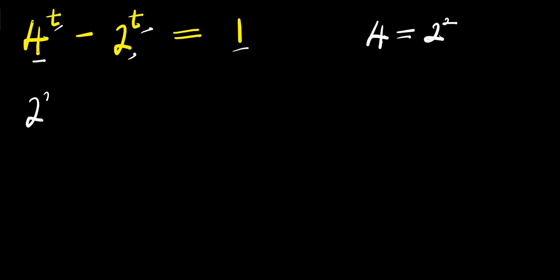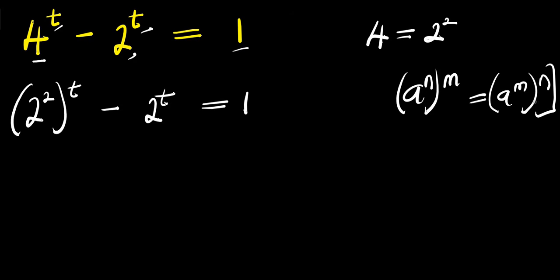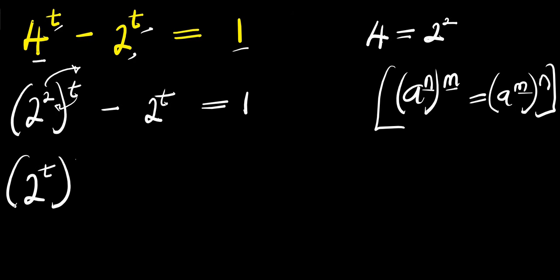We have 2 to the power of 2 raised to the power of t minus 2 to the power of t. This equals 1. Now, if you have a power n raised to the power of m, this equals a power m raised to the power of n. So if you observe the exchange of powers, these two come outside and the t will come inside. So we are going to have 2 to the power of t raised to the power of 2 minus 2 to the power of t equals 1.